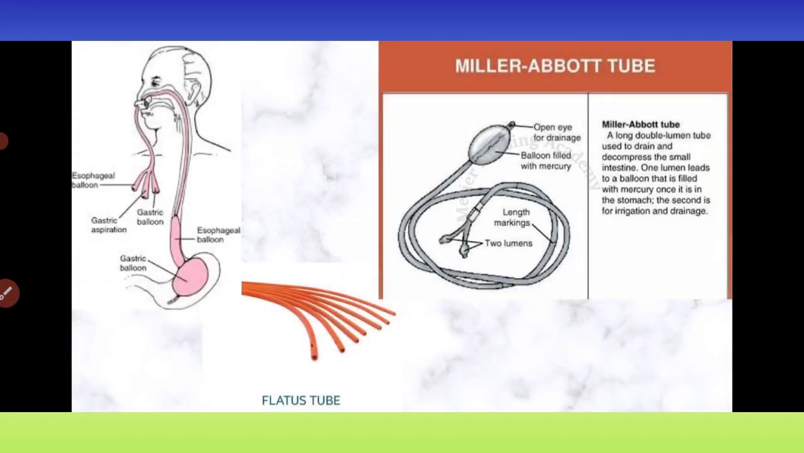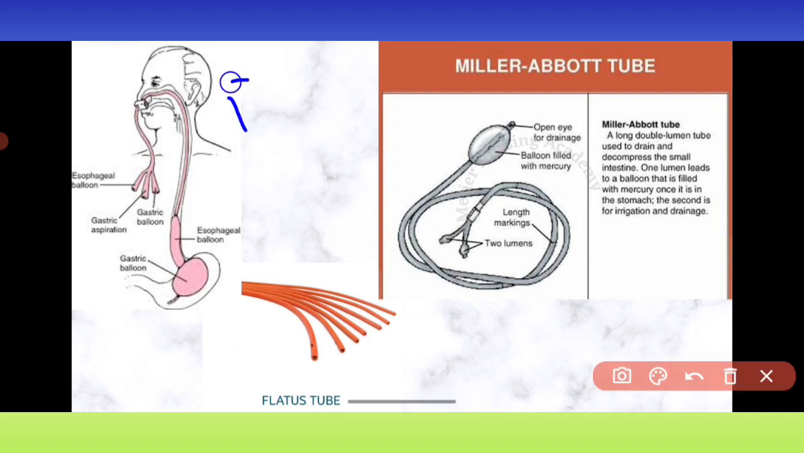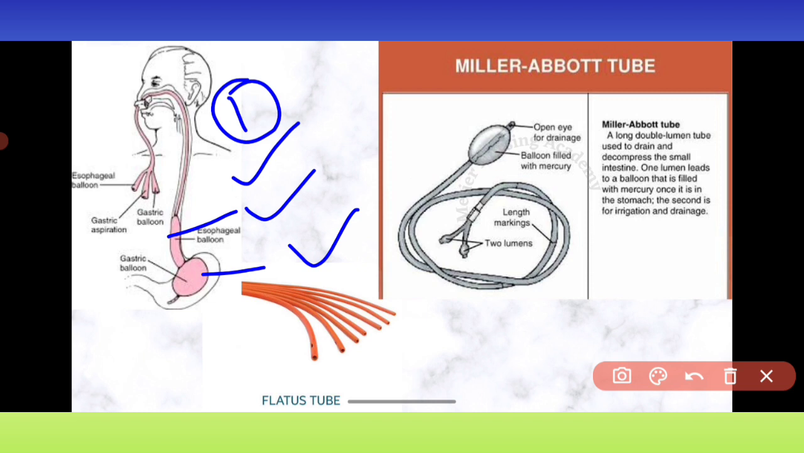Let's see the images. The first one is the Sengstaken Blackmore tube. Here in Sengstaken Blackmore tube, you can see two balloons. One is present in the esophageal region, near the cardiac sphincter. Near that, one balloon is present, and the second balloon is present in the stomach. This balloon will give compression over the dilated blood vessels and it will reduce the bleeding. So this one is the Sengstaken Blackmore tube, and the next one is flattest tube.